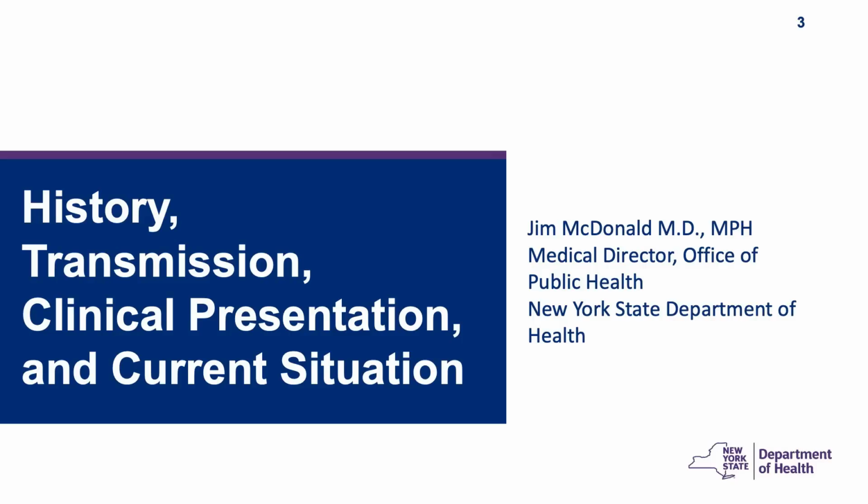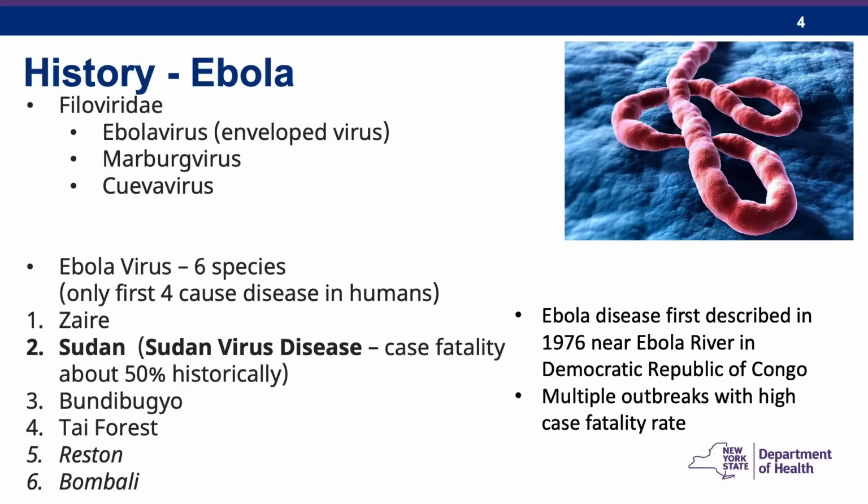When you think about the history, transmission, and clinical presentation of Ebola, as well as our current situation, it reminds me that Ebola was first described in 1976 near the Ebola River in the Democratic Republic of Congo. Throughout history, we've heard about multiple outbreaks with high case fatality rates. Ebola virus is just one of the filoviridae, as well as Marburg virus and Queva virus. It's important to note that Ebola has 6 species, but only the first 4 cause disease in humans.